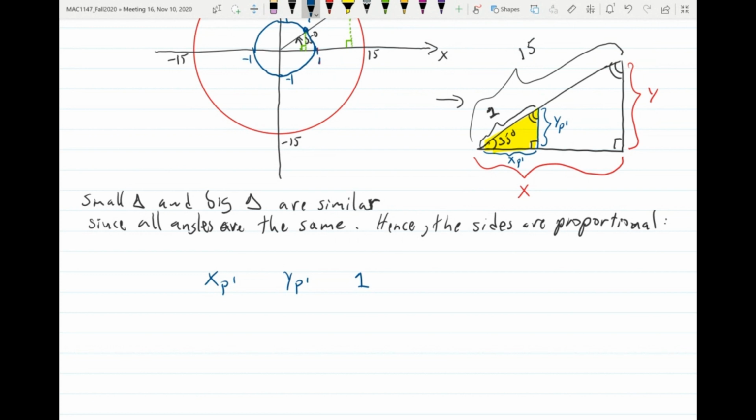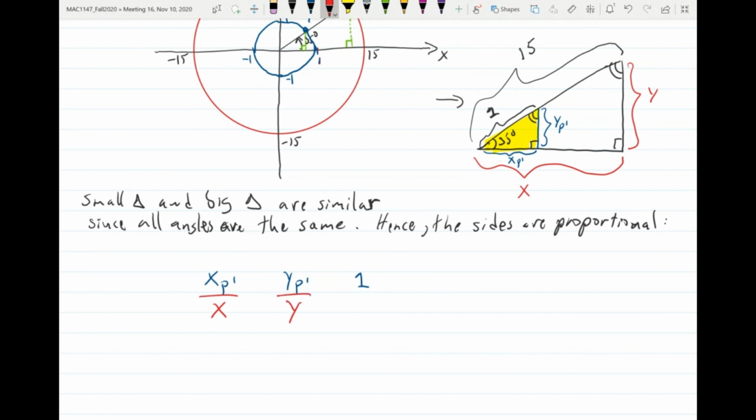Okay? So how do you know what are the sides that correspond to each other? Well, the ones that oppose the same angle. For example, xp prime opposes, in the small triangle, the angle that we have on top with the two little lines. So on the big triangle, we have the angle with the two little lines. Which one opposes that one? That would be x. So xp prime corresponds to x. Yp prime, that's the one that opposes 35. So on the big triangle, it corresponds to y.